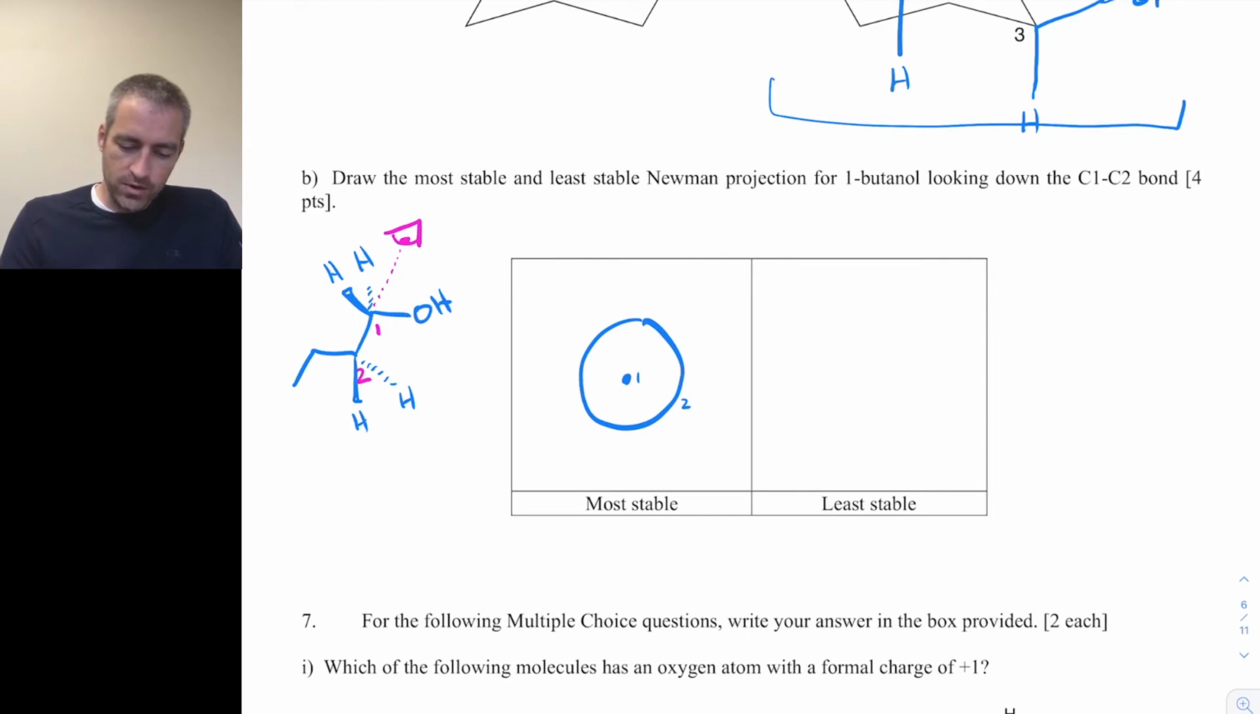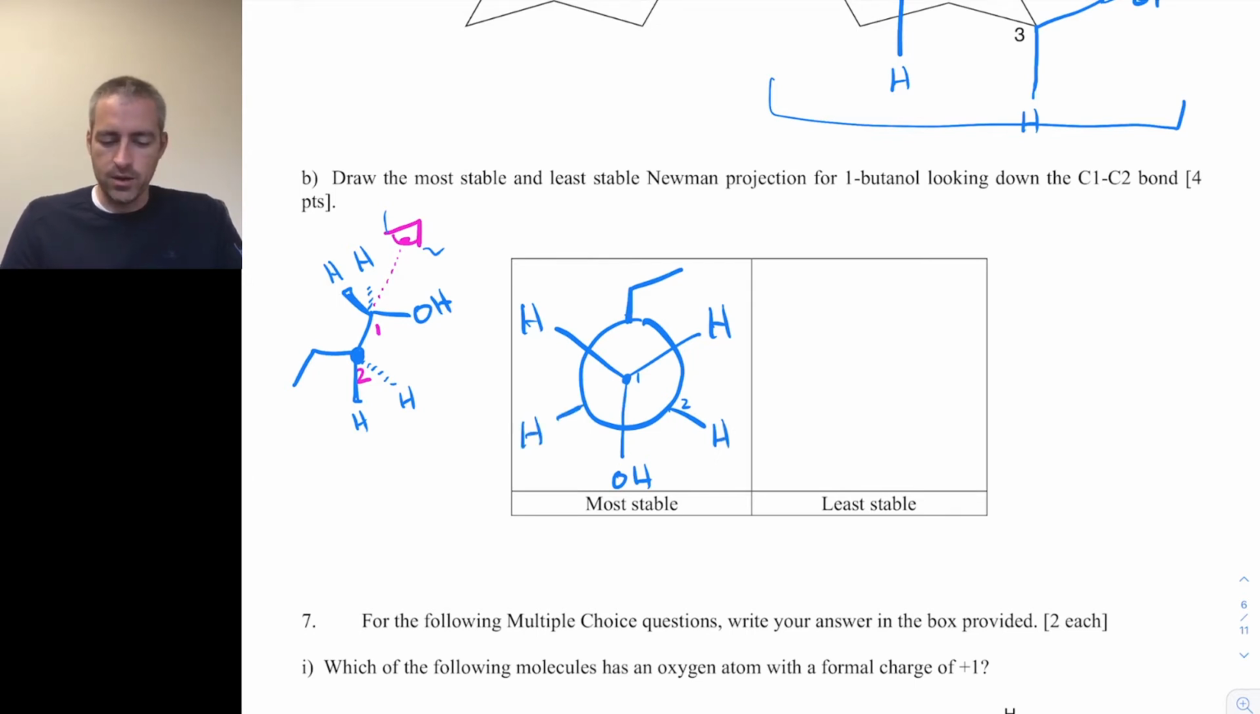Carbon 1 will have an OH. Looking from that angle, carbon 1 is going to have an OH that's down. It's going to have a hydrogen off to one side and a hydrogen off to the other side. Carbon 2, which is behind it, has 2 hydrogens and an ethyl. So the most stable conformation is going to have the ethyl group anti to the OH. That means it's going to be up here. That means there's also a hydrogen here and a hydrogen here on the back carbon, carbon 2. All right.